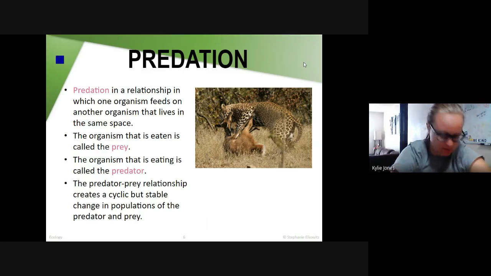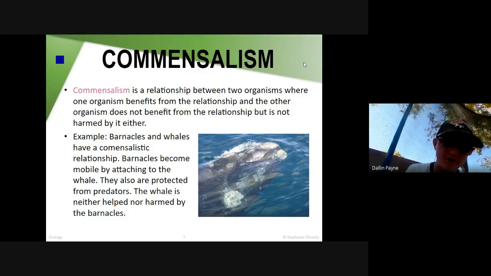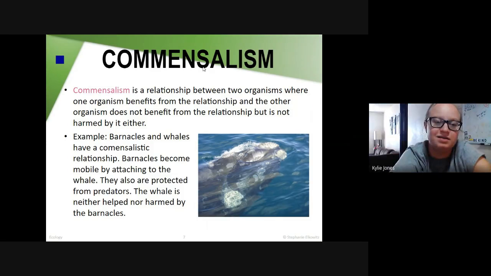Alrighty. So our next type of relationship is commensalism. There's a woodpecker above me right now. Yeah, that's pretty cool.